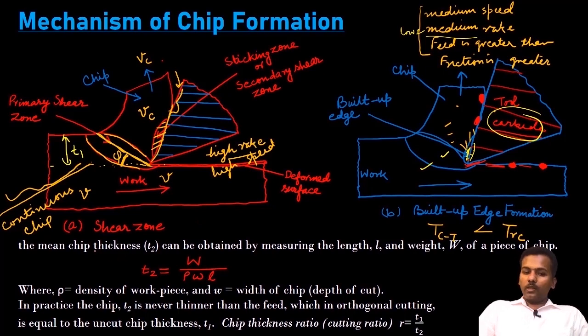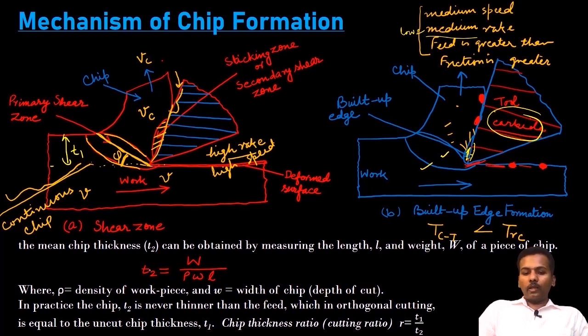If you want to measure the chip thickness t2, then you can measure it by measuring the length and calculating the weight. If you have calculated the weight, you divide it by rho times w times l, that means density, width of the chip and length of the chip, then you get the thickness of the chip.